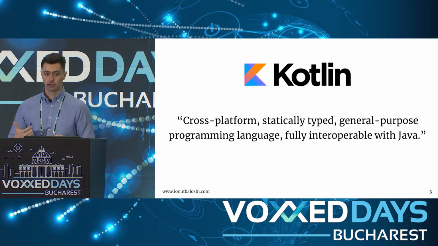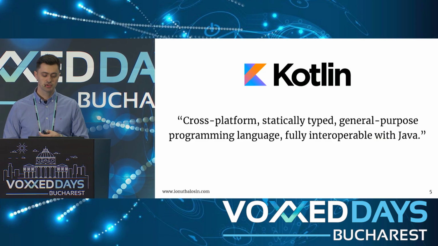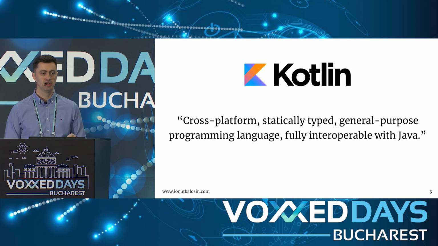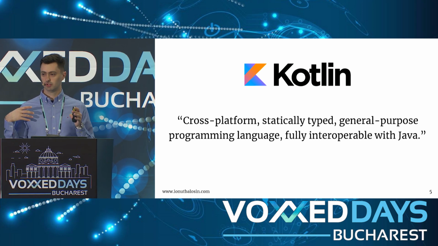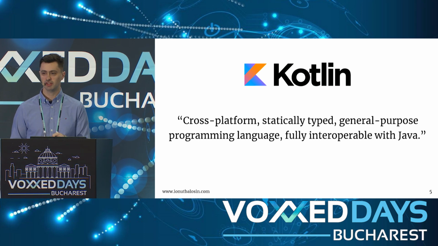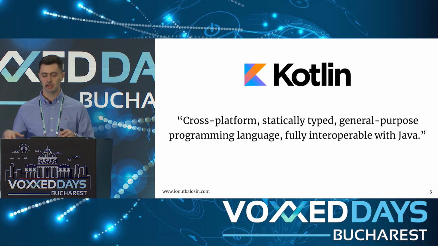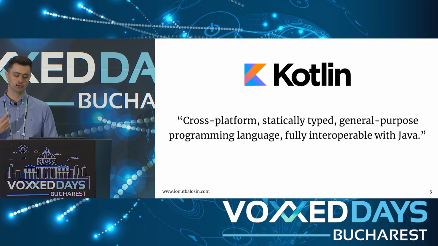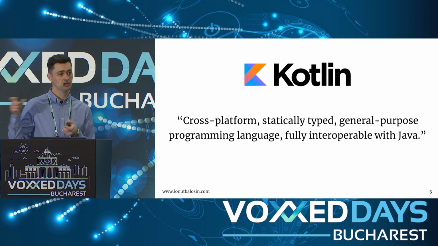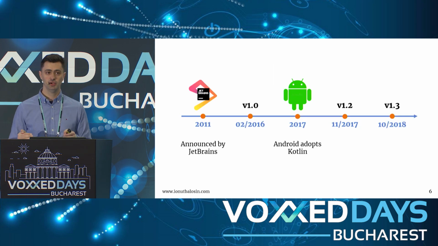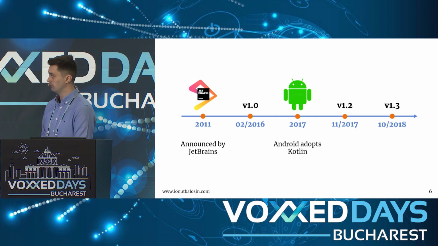So, what is Kotlin? Very briefly, it's actually a closed platform, statically typed, general purpose programming language, and it's fully interoperable with Java, which means actually the code that you write in Kotlin also compiles to bytecode. So you use the same virtual machine to run it. And from Kotlin, you can call Java. That's a big advantage.